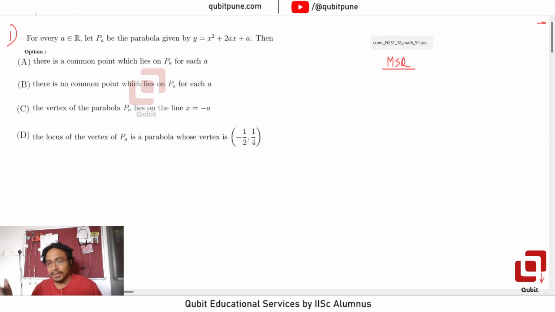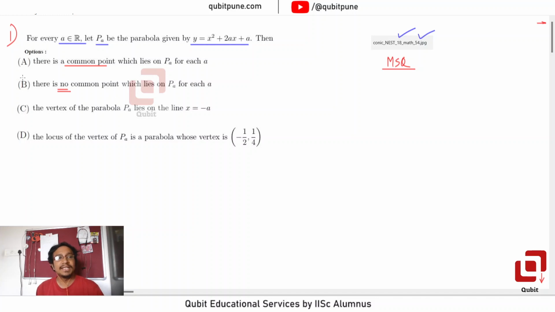So this one is from NEST 18, question number 54. This is based on multiple concepts, but all of them are from 2D geometry only. For every a in the set of real numbers, let PA be the parabola given by y equal to x squared plus 2ax plus a. Then, option A, there is a common point which lies on PA for each a. Option B, there is no common point which lies on PA for each a.